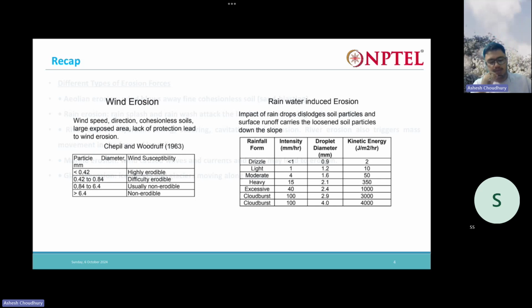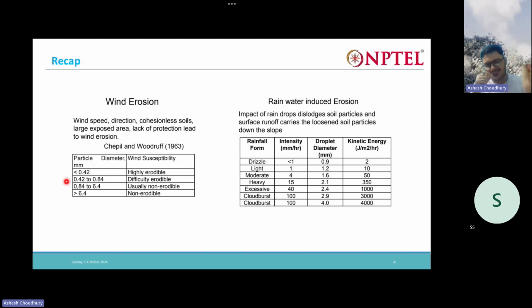Here you can see an interesting table on the left. Wind speed, direction, cohesionless soil, large exposed area, and lack of protection of the land lead to wind erosion. In the table, the size of the soil particles is given on one side, and on the other side we have the wind susceptibility. If the particle diameter is less than 0.42, it is highly erodible. Between 0.42 and 0.84 it is difficult to erode. Then 0.84 to 6.4 is usually non-erodible, and greater than 6.4 is also non-erodible.